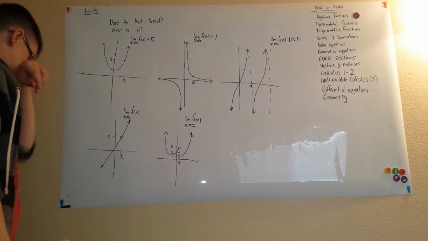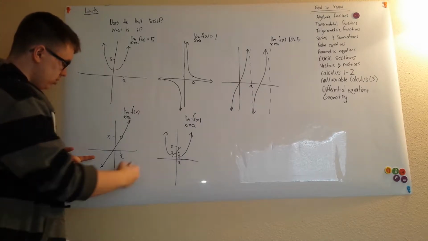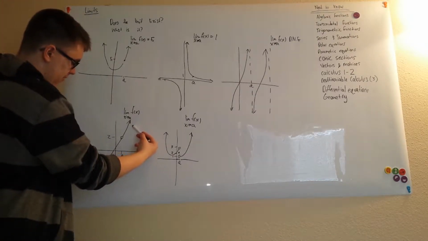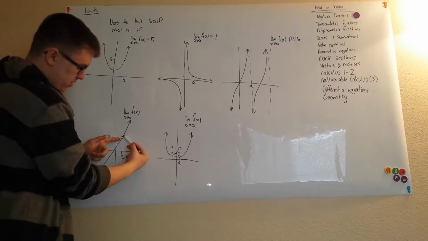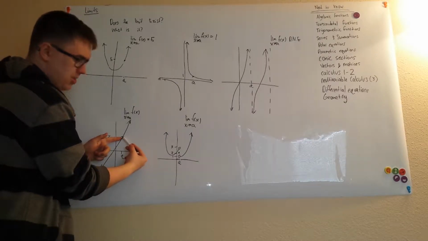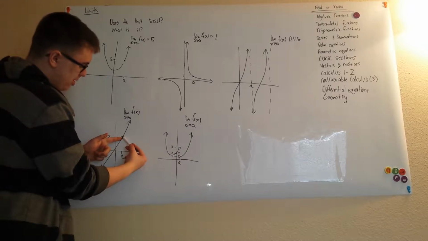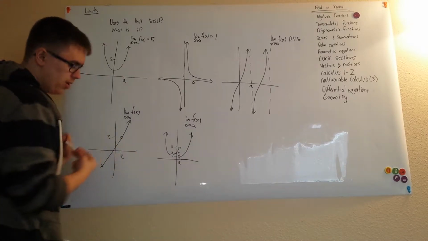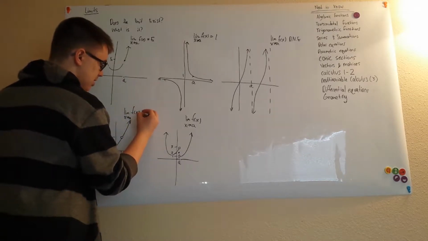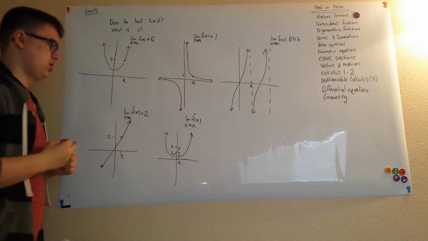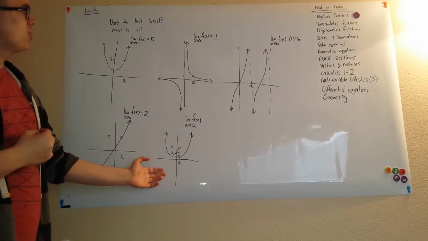So this one, we have a hole. Interesting. But if I follow along the graph, if I get really, really close to a, I'm going to meet up soon. We get really, really close to 2. Really close to 2. So the limit equals 2.